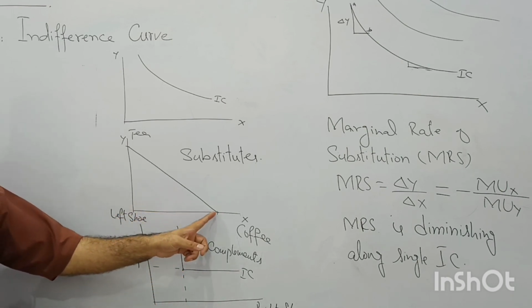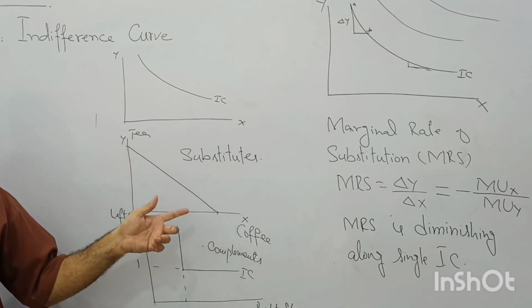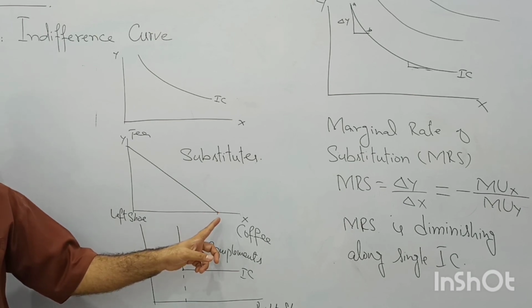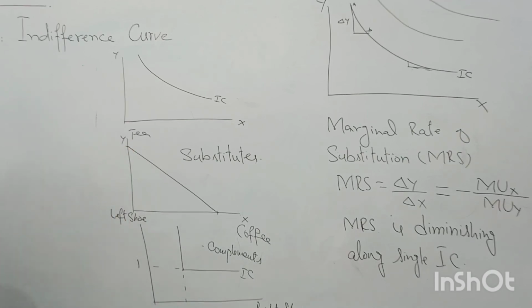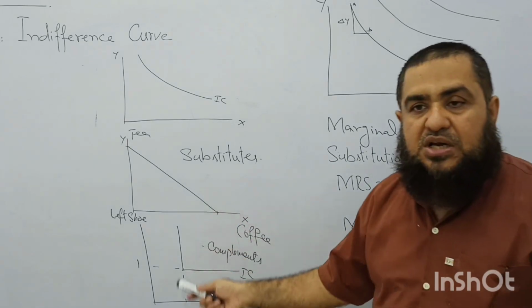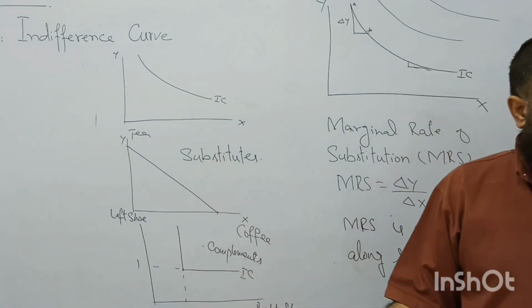Whereas the indifference curve for substitutes has a constant slope, a downward sloping line, where the consumer has a corner solution. Either he is going to consume coffee or he is going to consume tea, but not both of them at the same time. Clear? So sometimes these shapes come in your MCQs. Okay, that's why I have drawn them. They are not given in your book.